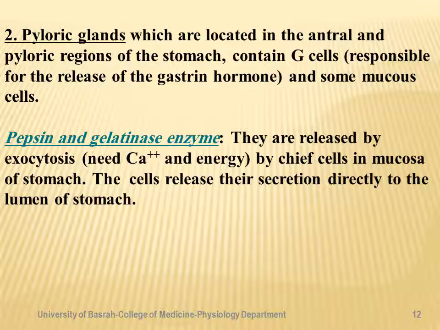Pepsin is the active form of pepsinogen. Pepsinogen comes out of the chief cells, and then by the effect of hydrochloric acid in the lumen of the stomach it becomes active, turning into pepsin. Pepsin is very important to start the digestion of protein. The cells release their secretion directly to the lumen of the stomach. As we said, it does not come out as pepsin but as pepsinogen, the inactive form, and then inside the lumen, by the effect of hydrochloric acid, it turns into pepsin, the active form, to start the first steps of digestion of protein in the stomach.